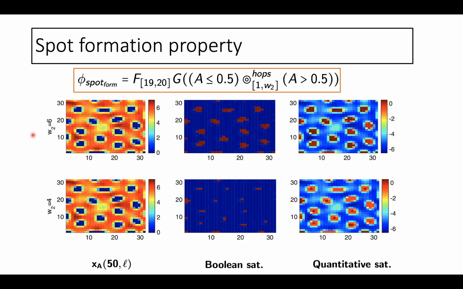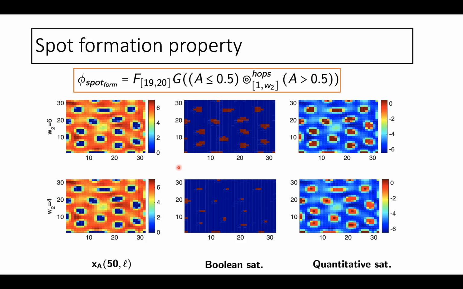And here we can see the solution that corresponds to the satisfaction at time 0 in each location. So on the left, we can see a snapshot of our system of the concentration of protein A in each location at time 50. In the center, we can see the Boolean satisfaction, and on the right, we see the quantitative satisfaction. In the first line, we consider a distance constraint W2 equal to 6. In the second line, we consider a W2 equal to 4.